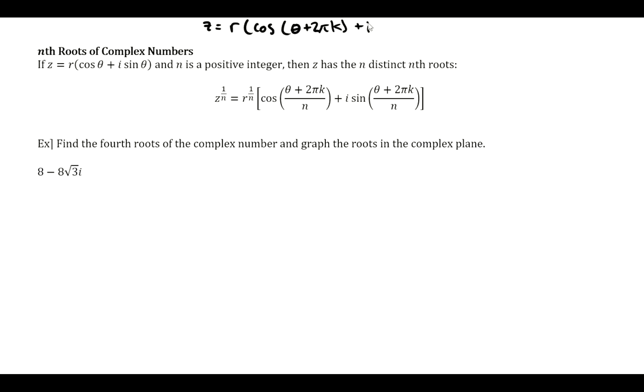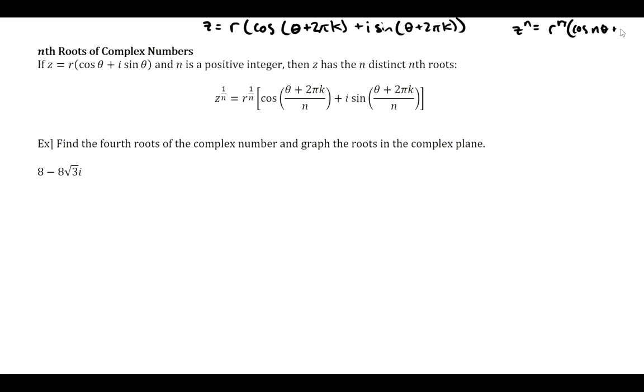And then we'll do it to the sine portion as well. Theta plus 2 pi k also. Again, these two angles are always the same. And then as a reminder, our De Moivre's theorem, I'll just put that to the side, tells you if you raise your z to a power, it raises r to the power, that's n, and then it multiplies the theta.